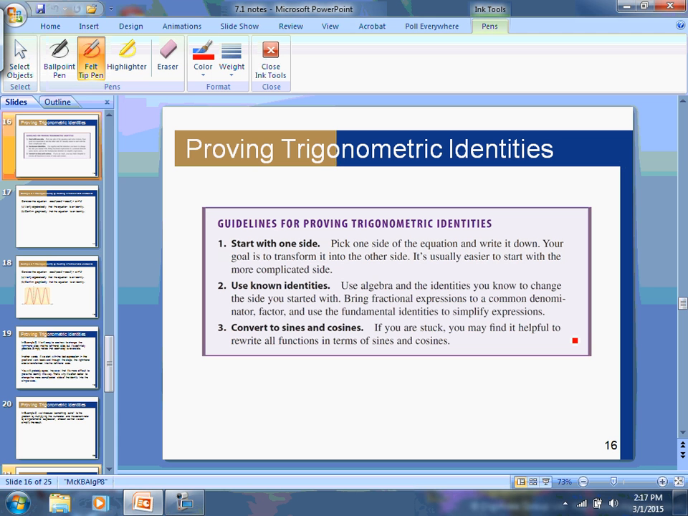And when in doubt, see if you can convert either side to sines and cosines. Because sometimes when you're given a lot of different trig functions, it's complicated to see how it's supposed to simplify all the way down. So if you can convert everything into cosines and sines, that might help you start working on that simplification process.